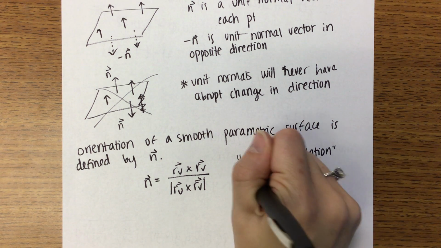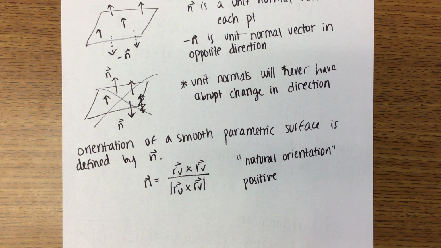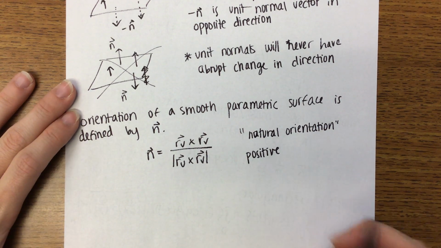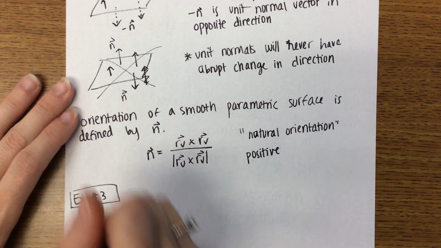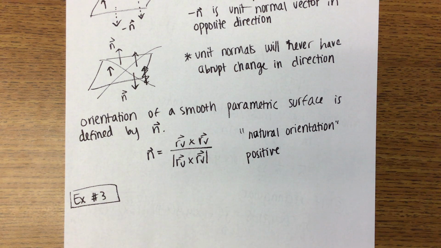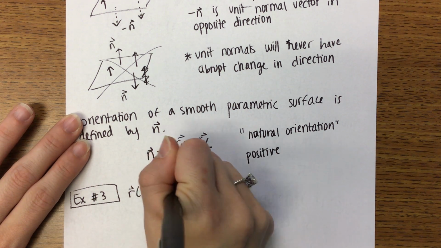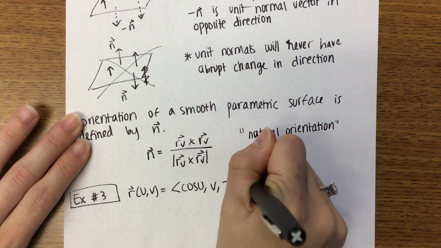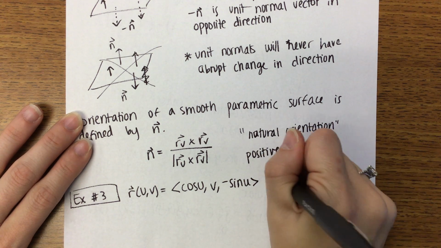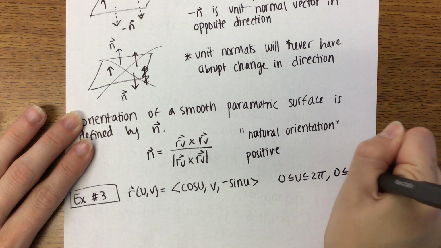It's also referred to as the positive orientation. Okay. So we're going to look at orientation for a little bit. It is going to relate to flux, so this does come back to surface integrals eventually. Let's look at the surface r of u, v that's defined by the following: cosine of u, comma v, comma negative sine of u. We are saying that u is defined by 0 to 2 pi, v is 0 to 3.